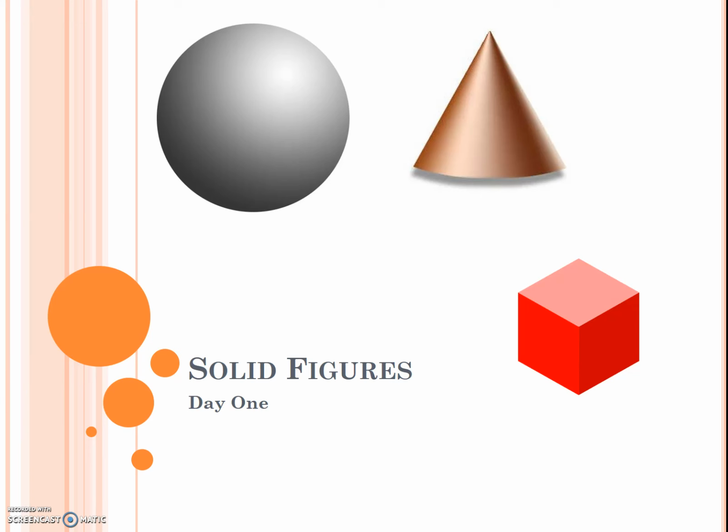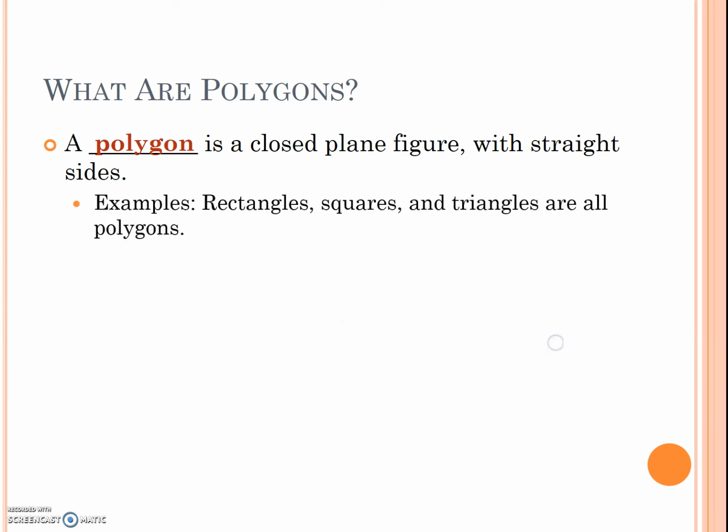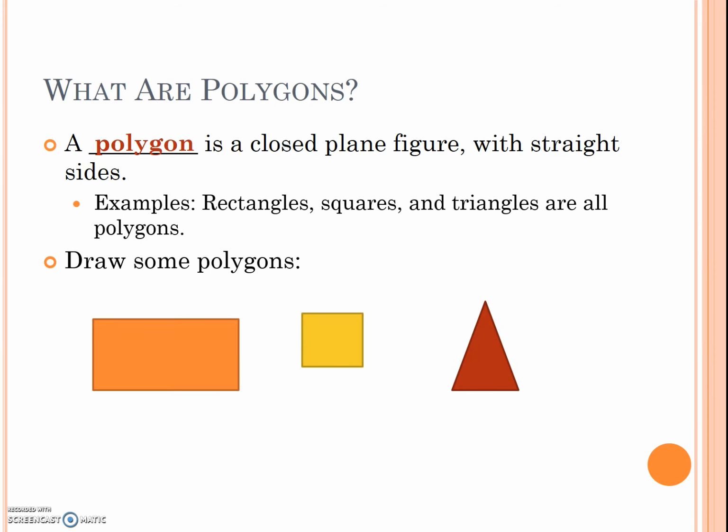All right, pause the video at any time to make sure that you have time to fill in your notes. We're going to start with some definitions. What are polygons? A polygon is a closed plane figure with straight sides. Some examples are rectangles, squares, and triangles. Polygons are two-dimensional figures. So you could probably draw that yourself right now, but just in case, I'm going to show you some pictures. Go ahead and copy these into your notes so that you have a visual reference for what a polygon is. A polygon is not a specific shape. It's just basically any shape with straight sides.